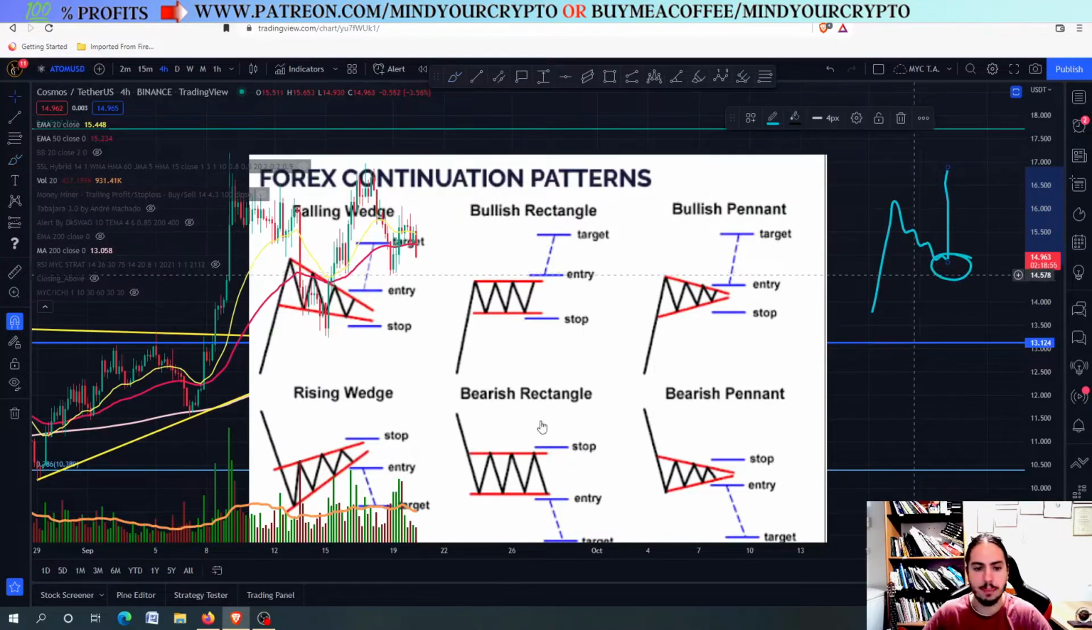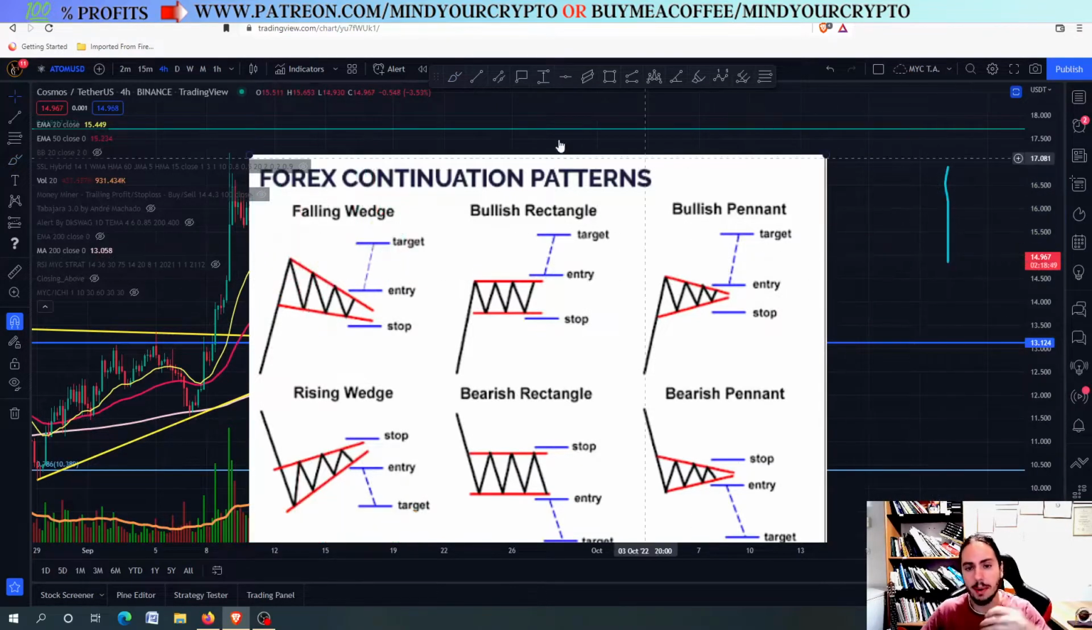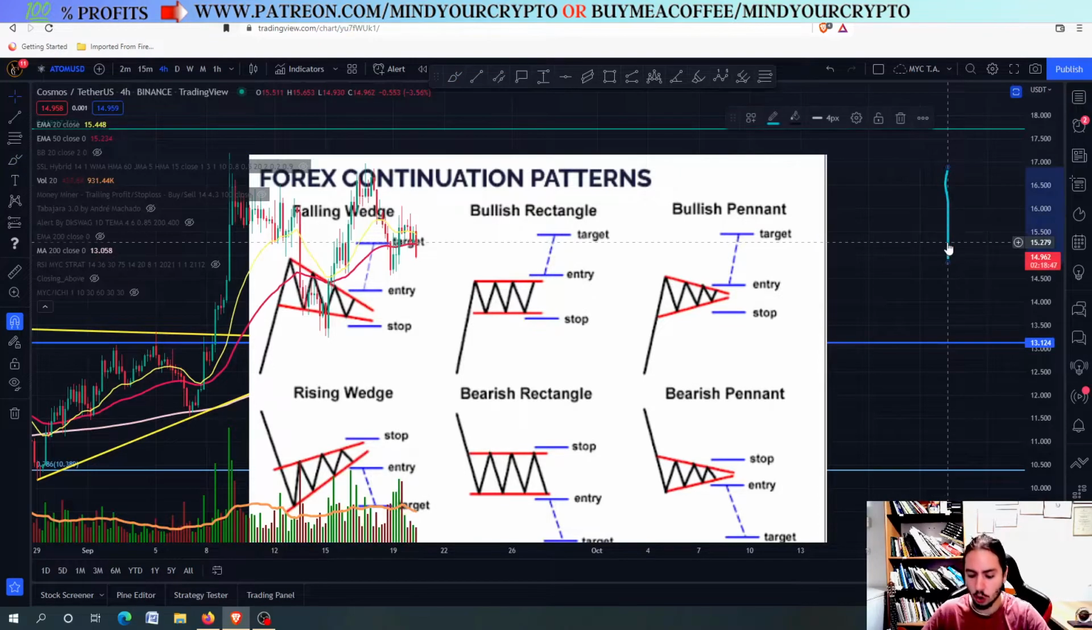Now, the rising wedge, instead of the falling wedge, is a bearish signal, a bearish formation actually, which of course consists of a downtrend right here, okay, followed by higher lows and higher highs. I'm going to show you in the chart what these are, and then we fall down.